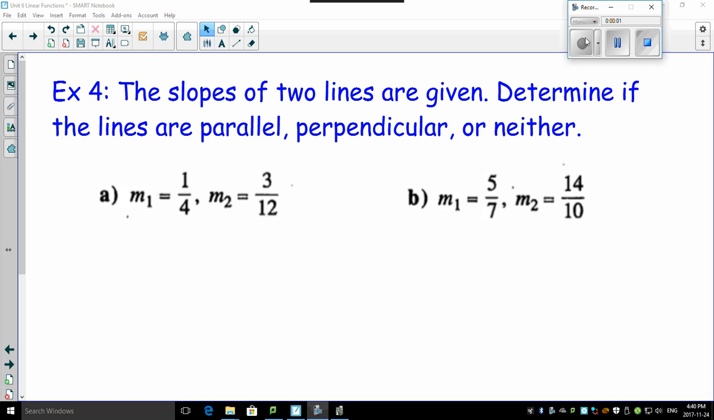So let's put them together. Let's figure out parallel slopes and perpendicular slopes, or neither. Let's figure out what's what. It says the slopes of two lines are given. Determine, are they parallel, are they perpendicular, or are they neither?